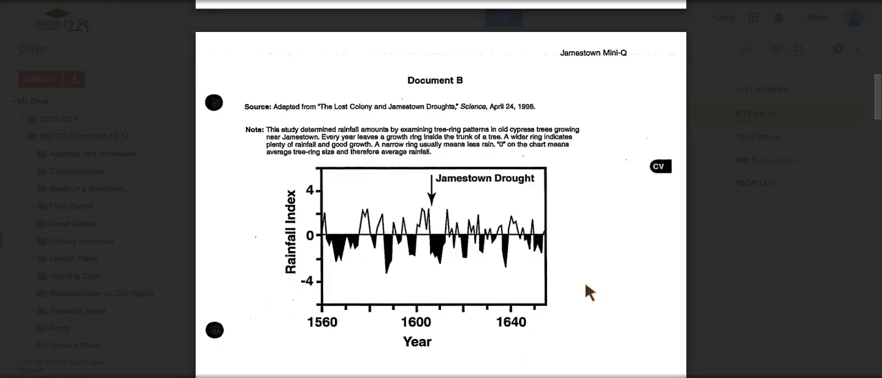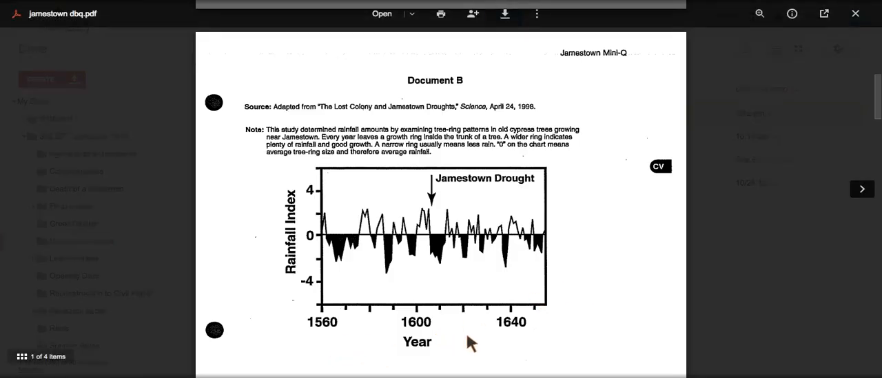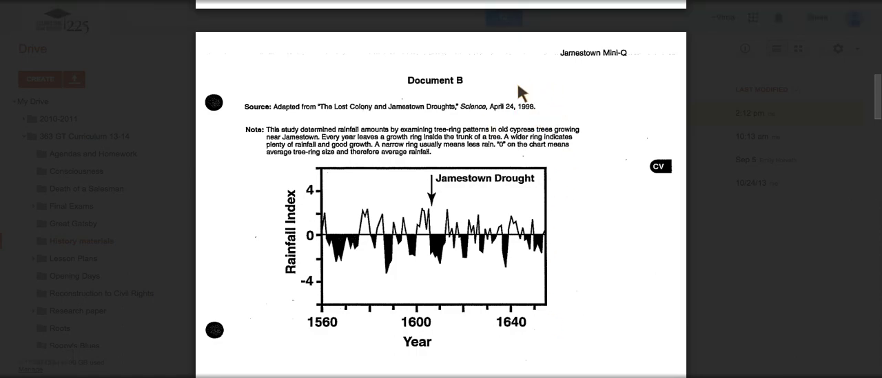So just by looking at the graph, I'm thinking, oh, document A talked about drought. Maybe this is a graph that actually shows when the droughts were. Then I would say, it looks like 1560, 1600, 1640. Maybe this is a primary source. Oh, but wait, I look up where it says source, 1998. So this is another secondary source that is addressing Jamestown.